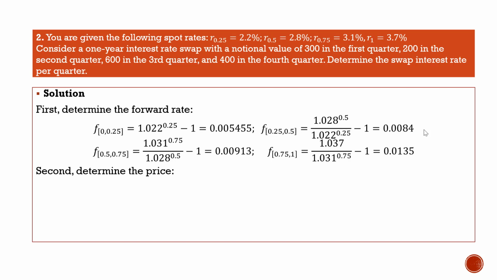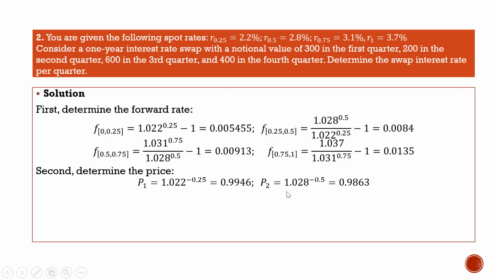The second thing is to determine the price. P1 is the price of a zero coupon bond that is invested during the first quarter. So P1 is 1.022 to the negative 0.25, which is 0.9946. P2 is the present value of a bond, a zero coupon bond, over half a year.